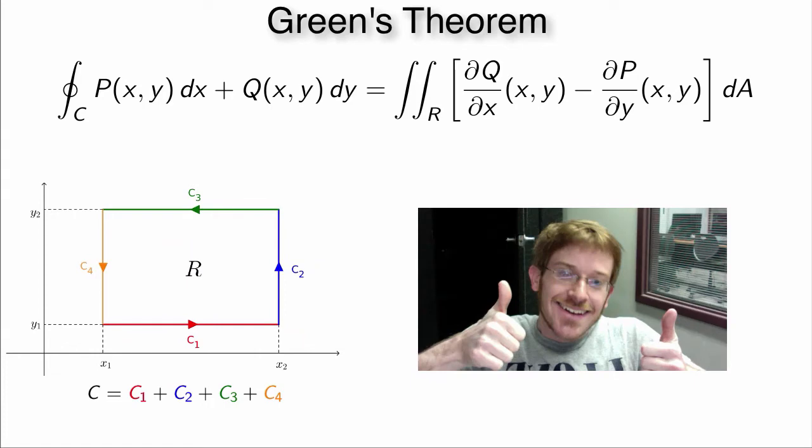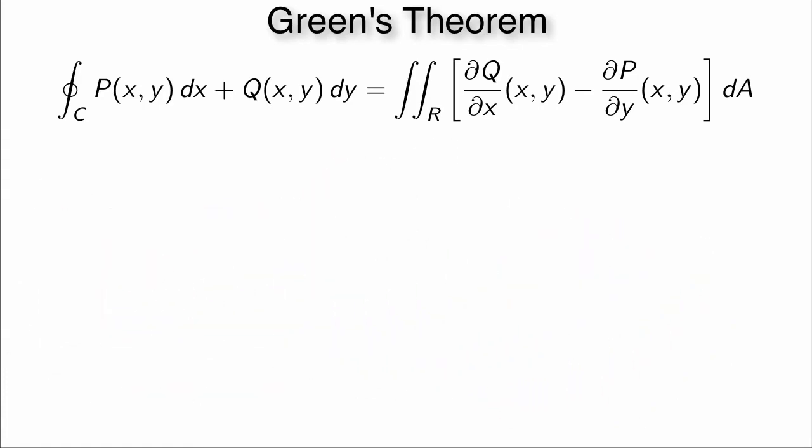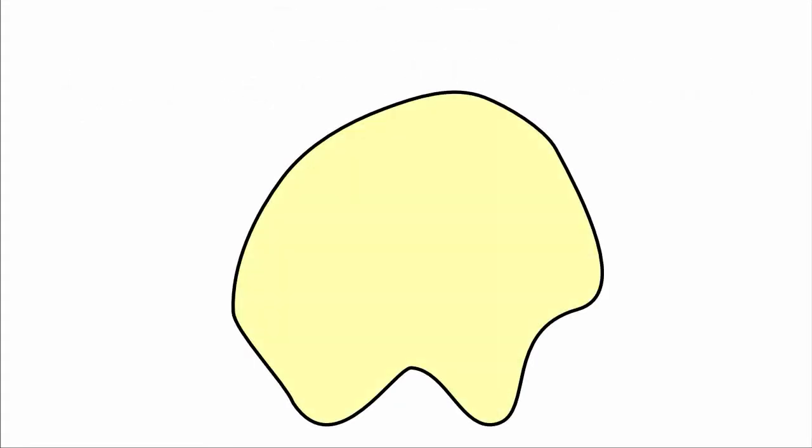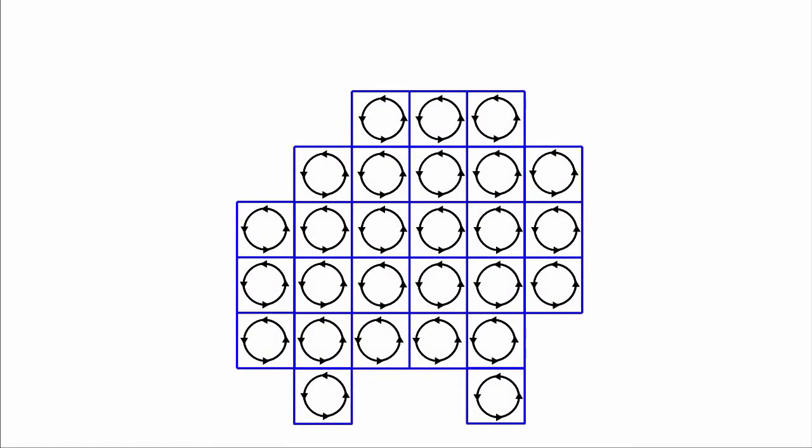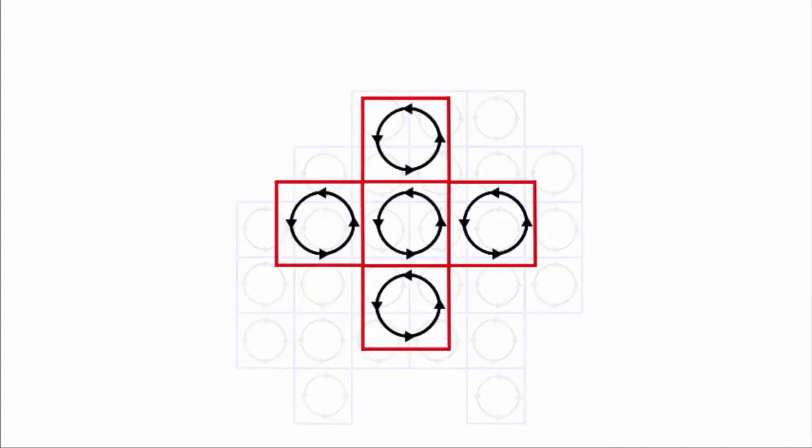All right. Now, Green's theorem also applies to more general curves. To see how these are handled, imagine a simple closed curve and tile it with a rectangular mesh. Now imagine integrating counterclockwise around each of these small rectangles. Notice that each interior segment is traversed twice, once from left to right and then again from right to left, or top to bottom, then bottom to top.